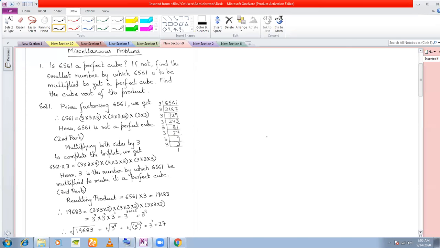Find the cube root of the product. That is your question. So the given number here is 6561. Now if you recall, a similar question was there in square roots.